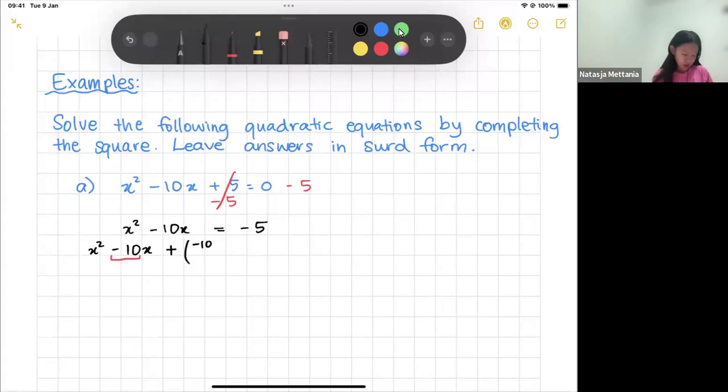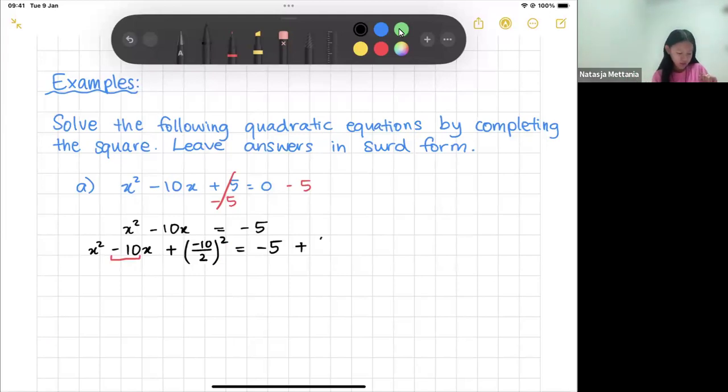I'm going to half that negative 10, and I'm going to square it. So halve it, square it. This should equal negative 5. Now, like for equations, if I do it on one side, I must do it to the other side because it's a balancing scale. If I add 1 cube on one side, I have to add another cube on the other side so that it becomes balanced.